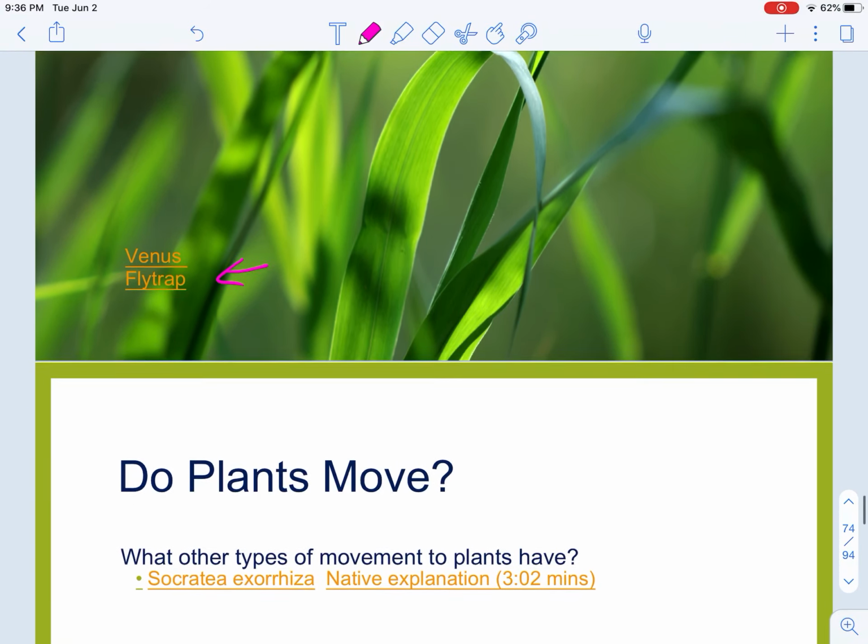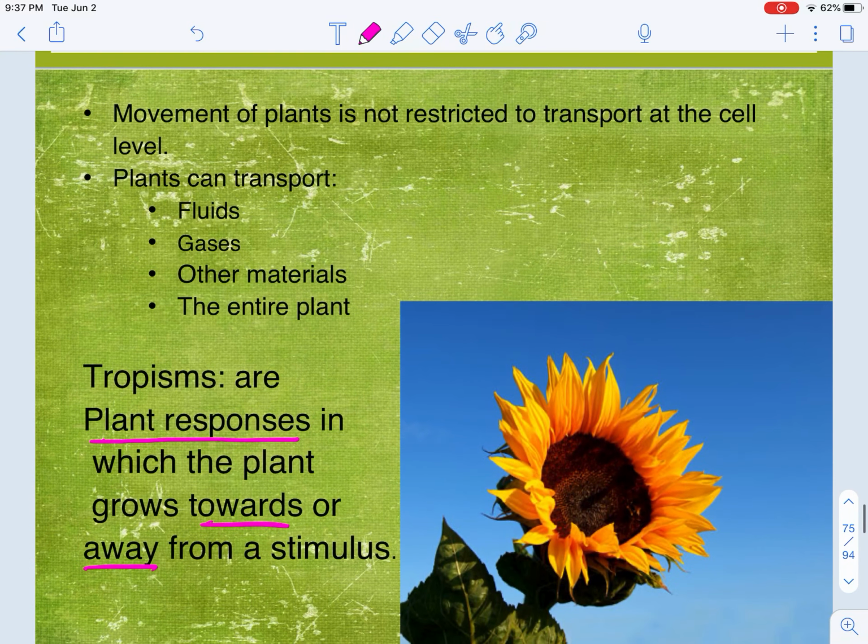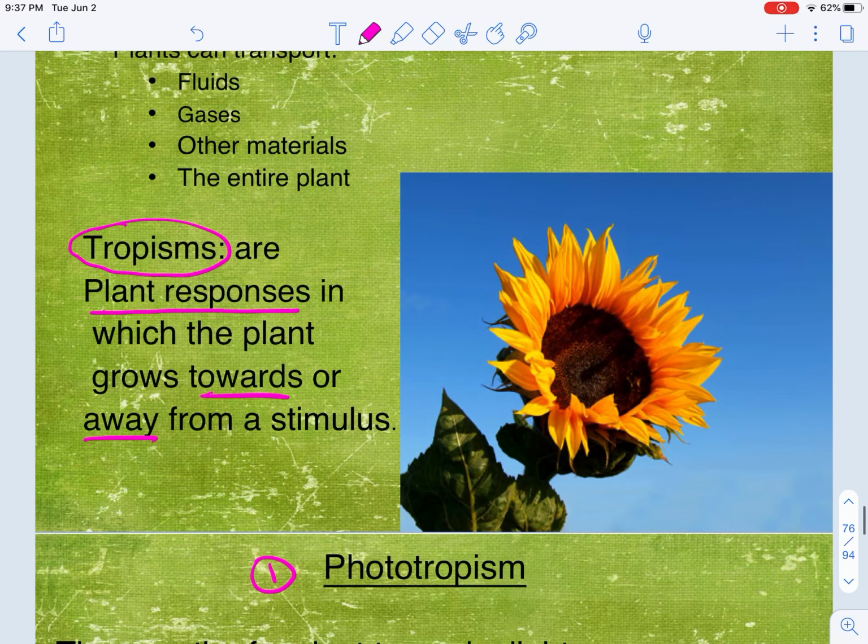It is on how a plant controls its growth. The Venus flytrap video was so cool, check that out. And so tropisms is our topic today, and these are responses that a plant has to either grow towards something or away from something.